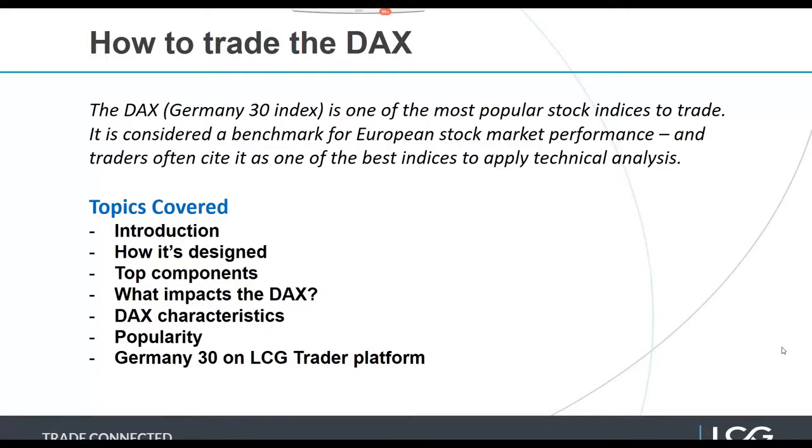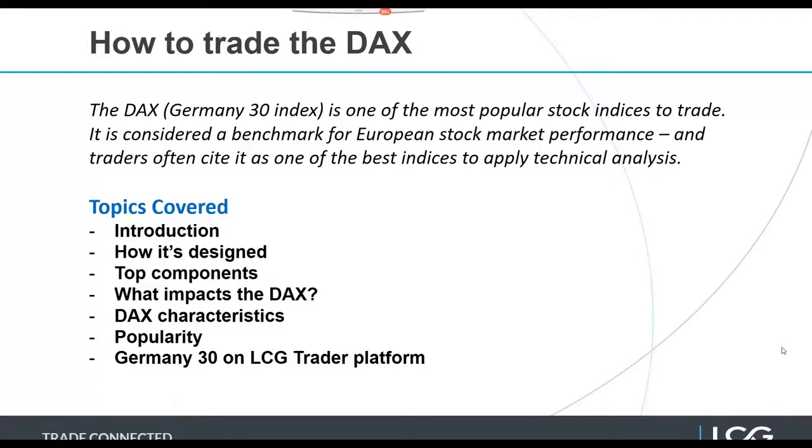It's considered a benchmark for the European stock market performance, so it's often quoted in the financial media. You know, the DAX is up or down, kind of tells you if the European stock market's up or down. And incidentally, traders often cite it as one of the best indices to apply technical analysis to. We'll get into that a bit more towards the end.